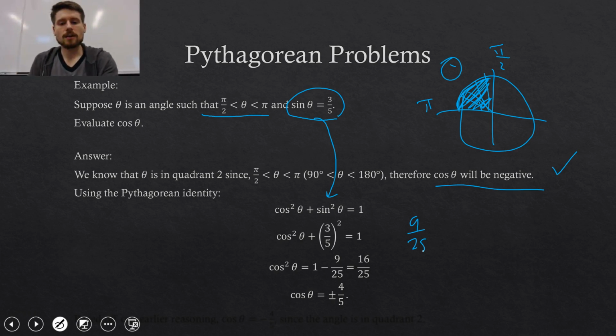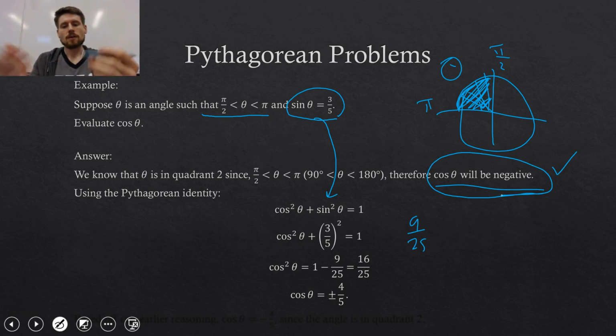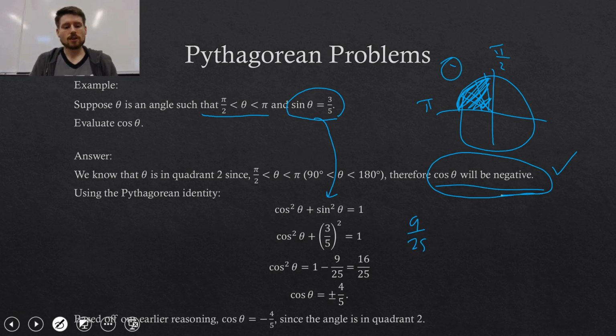Remember what I said earlier? We know the quadrant, so we know the sign of cosine. Because it's in quadrant 2, we know the cosine is negative. So we throw away 4 over 5. It's an extraneous answer. And so the answer must be cosine of theta equals negative 4/5. That tells us the cosine of the angle without actually having to know what the angle is exactly in degrees. All we needed to know was sine.